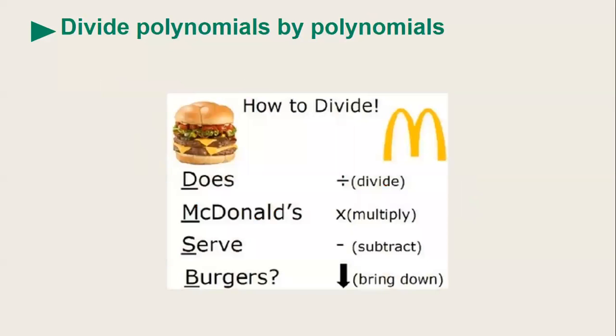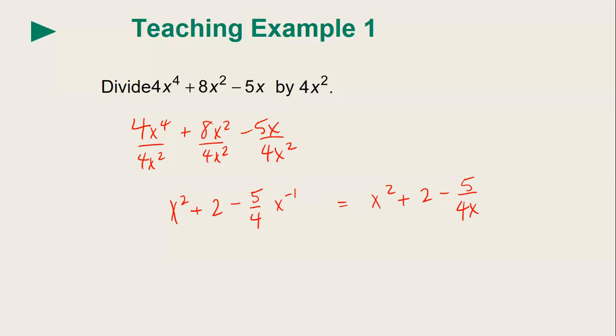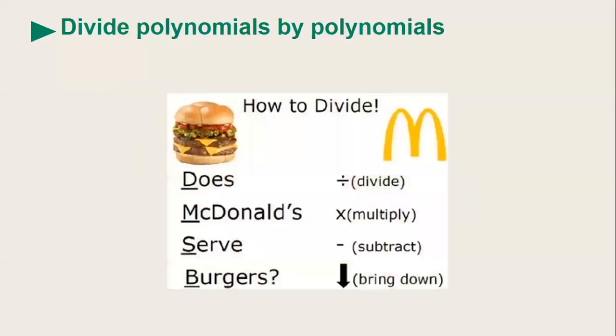All right, so we're good with monomials. Now we're going to go on to non-monomials, so dividing polynomials by polynomials. And how do we divide? The best way to remember is, does McDonald's serve burgers? Why, yes, they do. So you're going to divide, multiply, subtract, bring down. Divide, multiply, subtract, bring down. Divide, multiply, subtract, bring down.